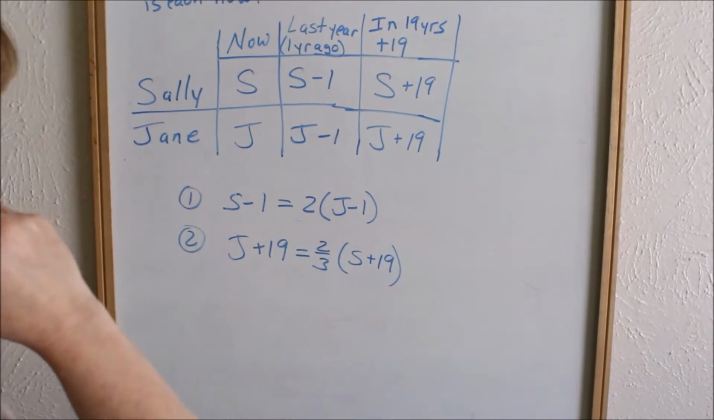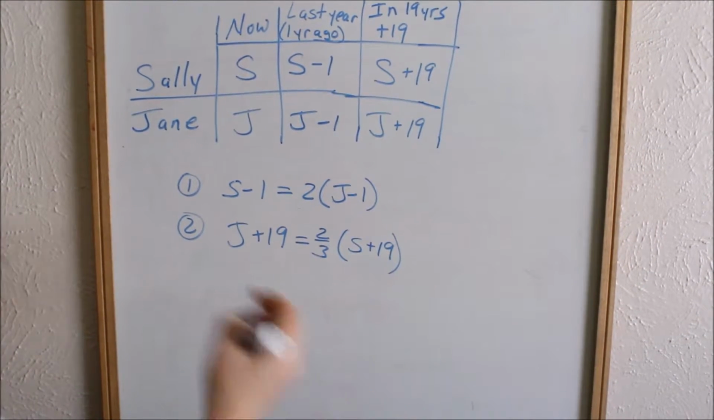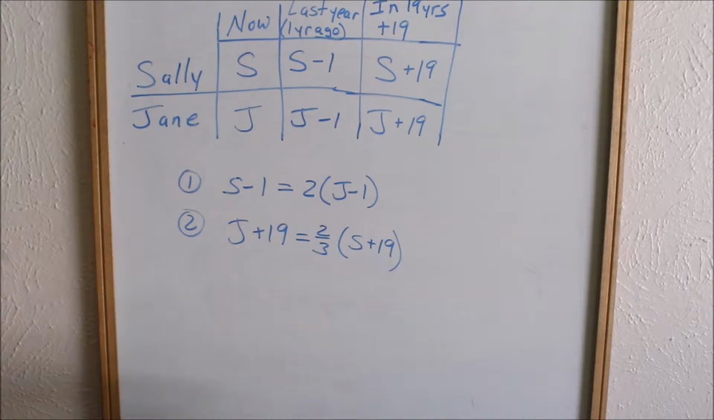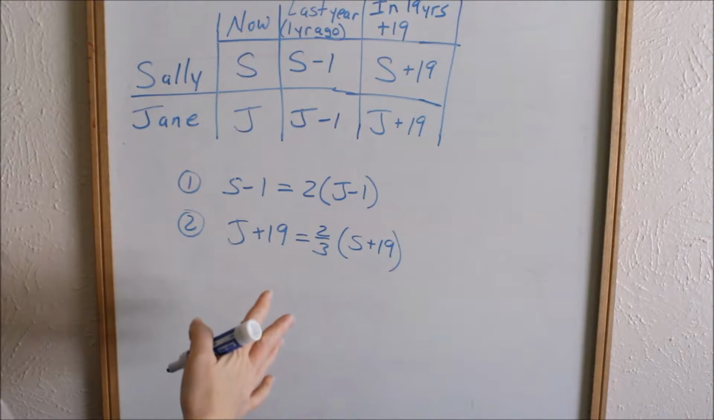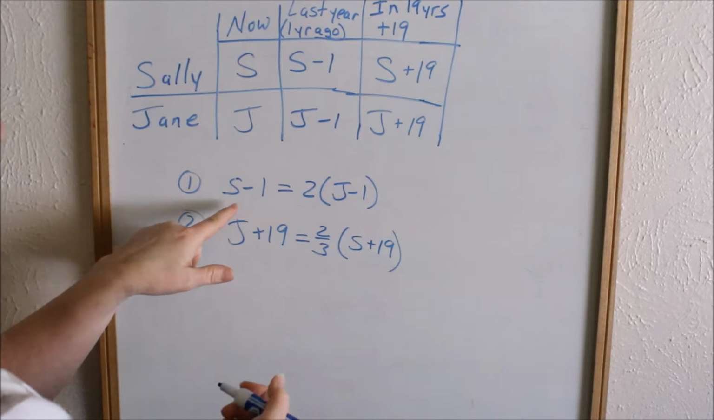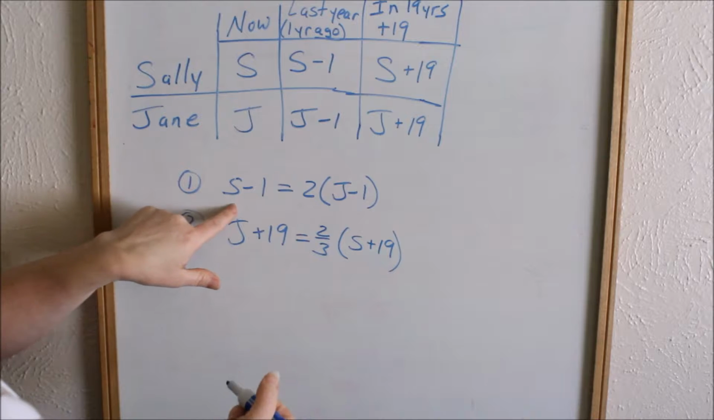So if I'm going to do either, you can do either. If you're going to do substitution, it means get S's and J's on one side and whole numbers on the other side. If you're going to do elimination, get S's and J's on one side and whole numbers on the other side. If it's going to be substitution, you need to get one of them in the form of S equals something or J equals something. So I think I'm going to do substitution.